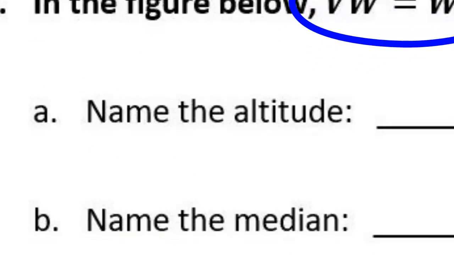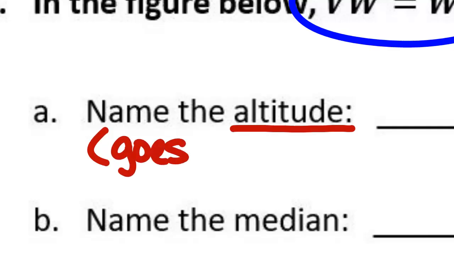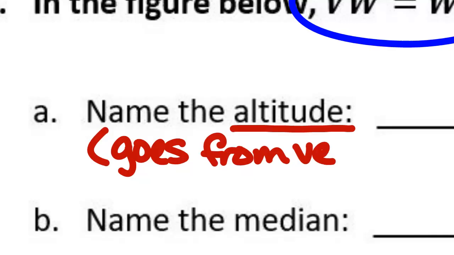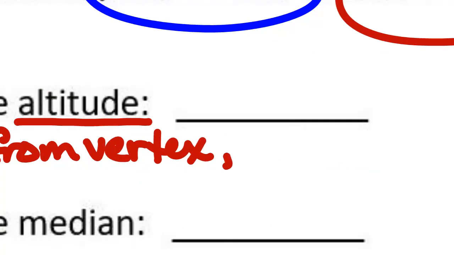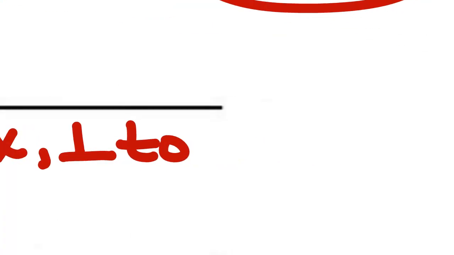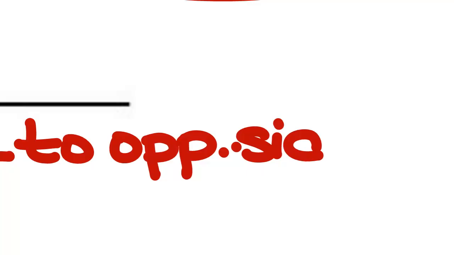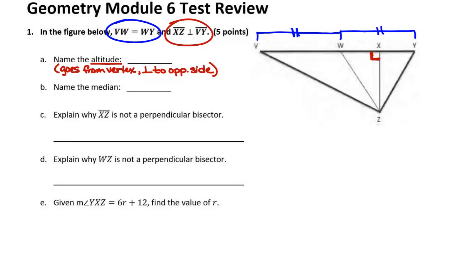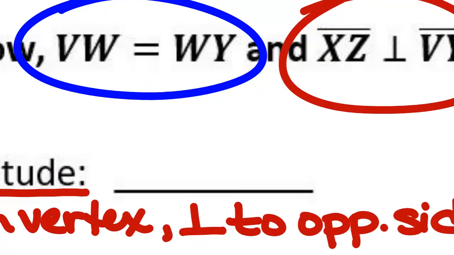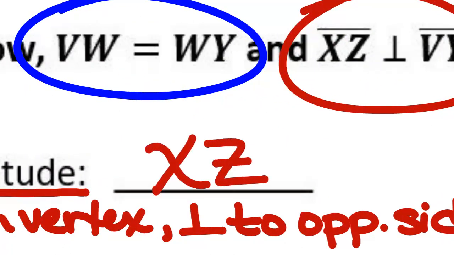And altitude goes from a vertex, and it is perpendicular to the opposite side. So which line drawn inside the triangle is perpendicular to a side of the triangle? XZ. So XZ is the altitude.